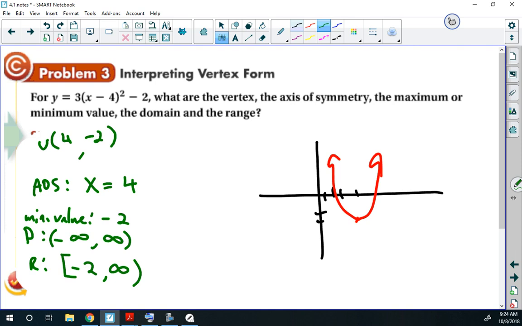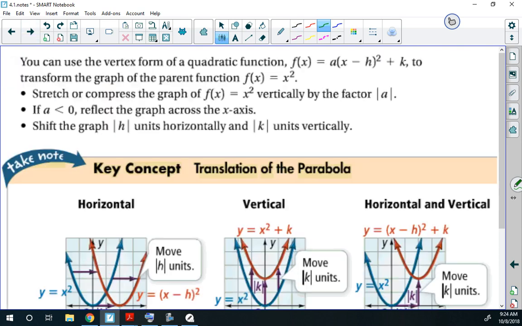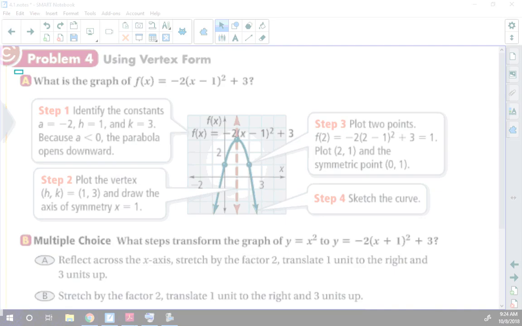Okay. So I think there's one more problem they want us to graph maybe. Yeah, let's go ahead and graph this next one. And then we'll look at a multiple choice, and then that'll be it.